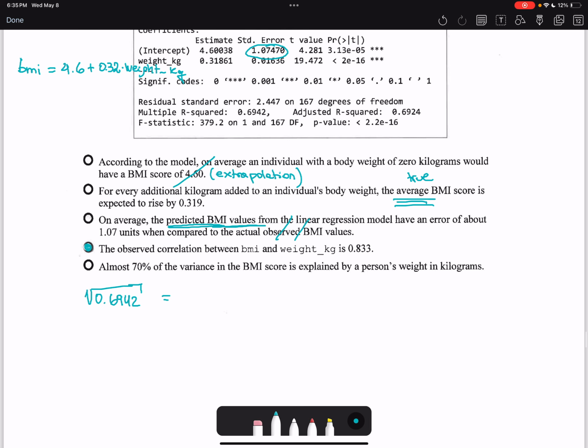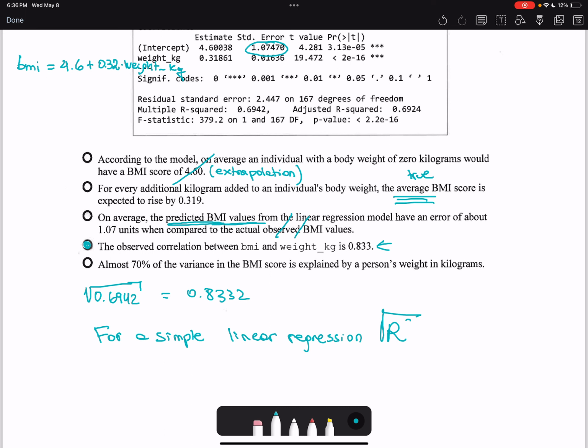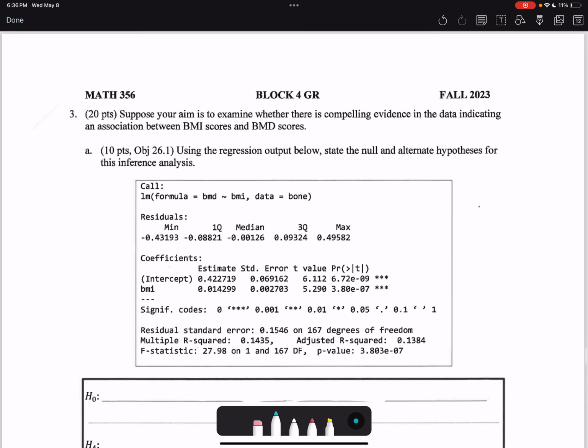Because I know that this is right, because remember that for a simple linear regression, R, the square root of R squared, is the correlation. But that's only when you have a single predictor variable, which is what simple linear regression implies.